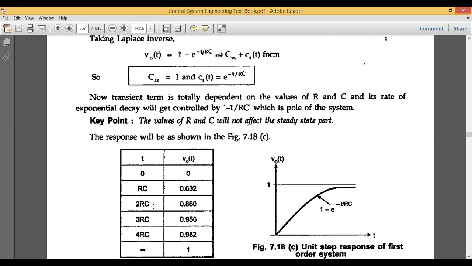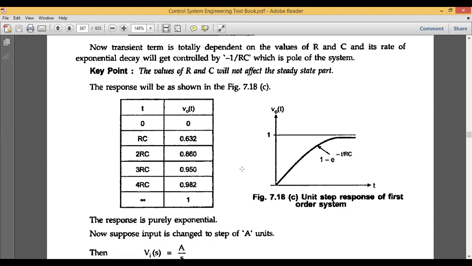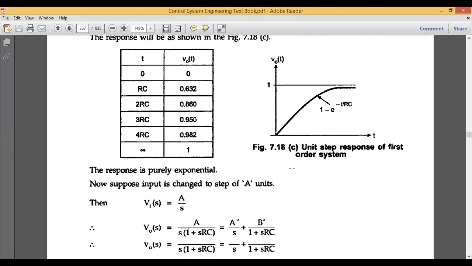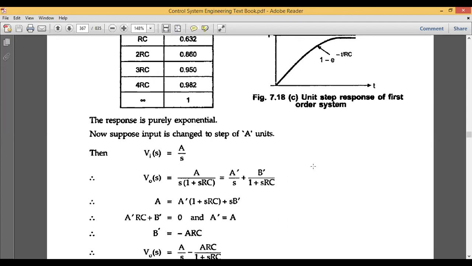Now you put t equal to 2RC. So 2RC divided by RC means 2 remains, so e raised to minus 2. Okay, so we will get this value. In this way we go on finding all the values at all the time intervals t. Once you do that, you can see the response of the first order system for the unit step signal is nothing but this graph you will obtain. So this is how we go for finding the solutions for the unit step signal.